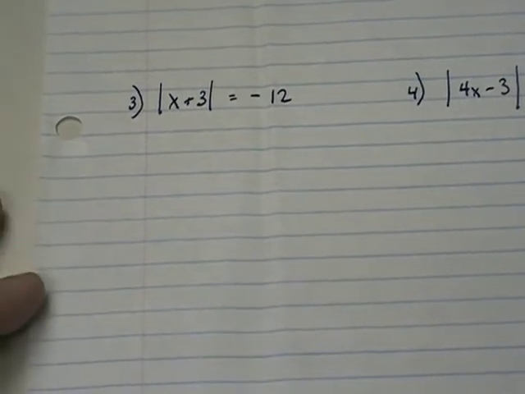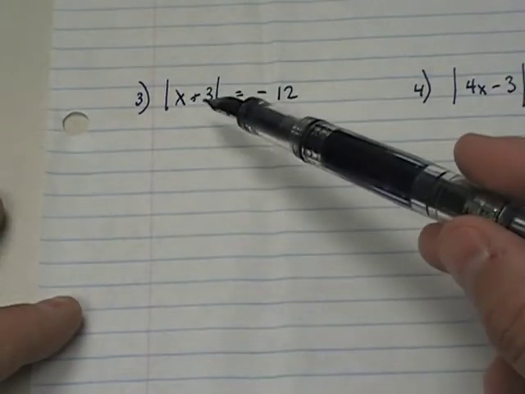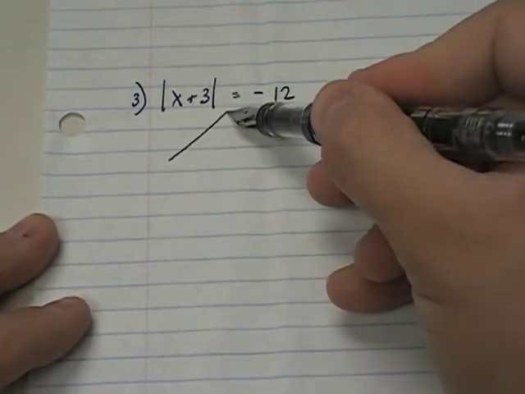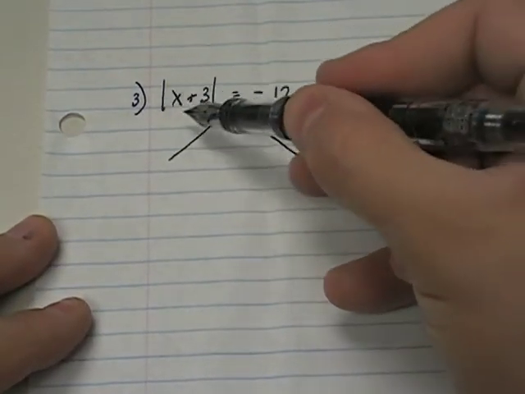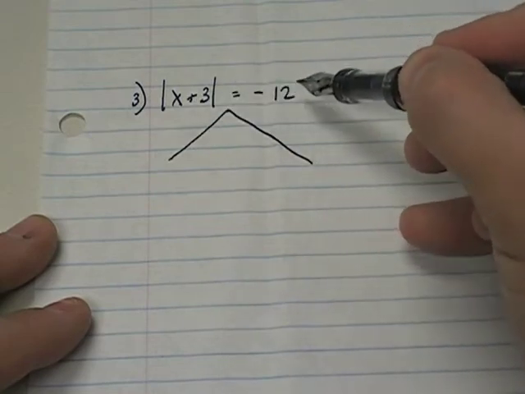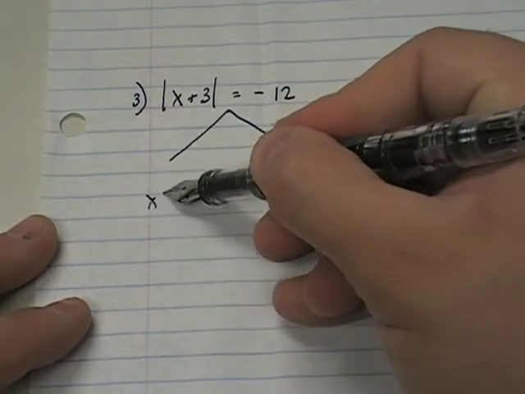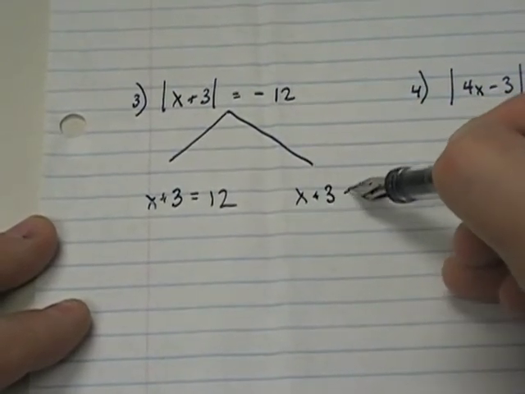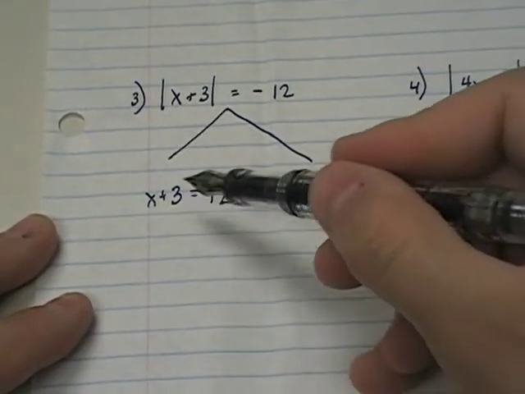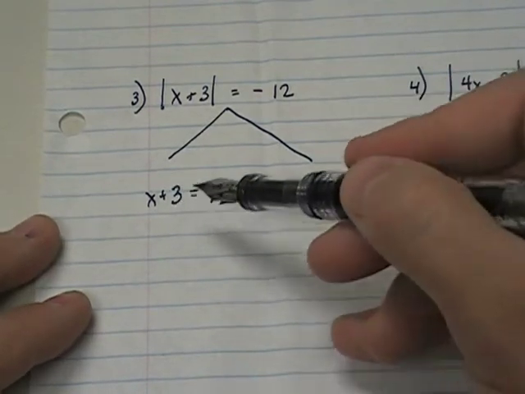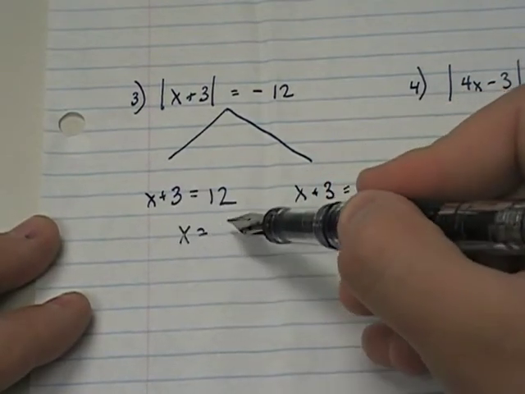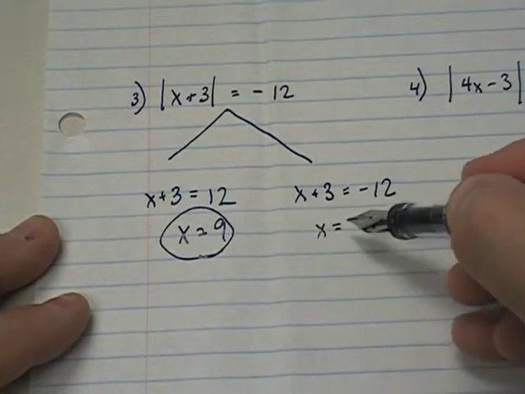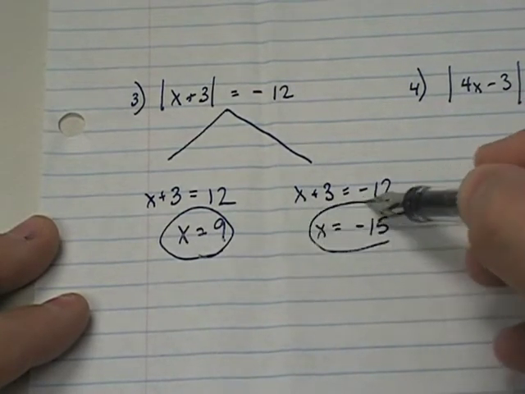But let's say as a student you approach this problem here. You have the absolute value of x plus 3 equals negative 12. And you say, okay, well, we're going to break this into 2 equations, and it's going to be this quantity plus or minus 12. Okay, so x plus 3 equals 12, and x plus 3 equals negative 12. And we solve, and we say, okay, subtract 3, and you get x equals 9. And subtract 3, and you get x equals negative 15.